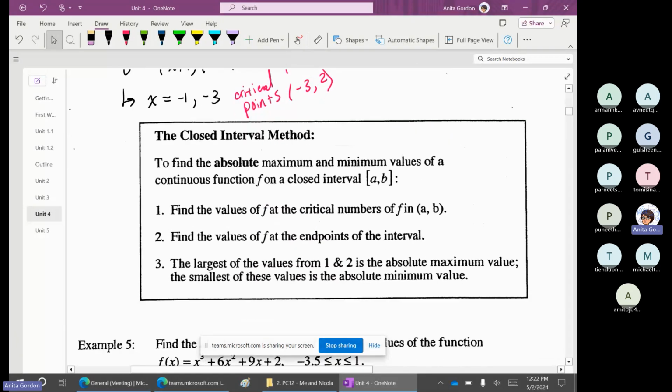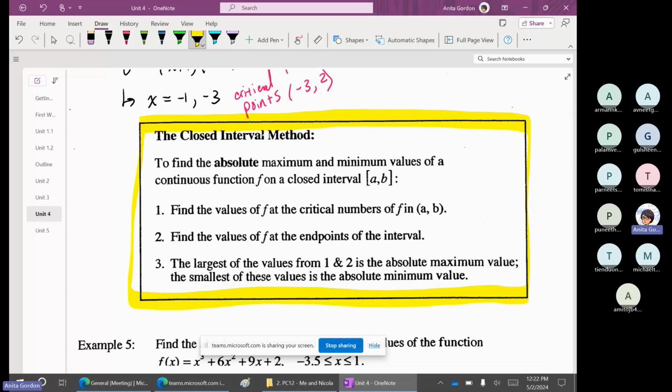Okay, closed interval method. Highlight this box or put a star next to it. We need to know this. So put it on a flashcard and start memorizing.